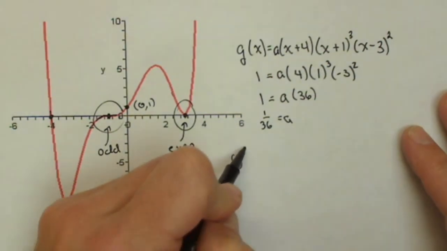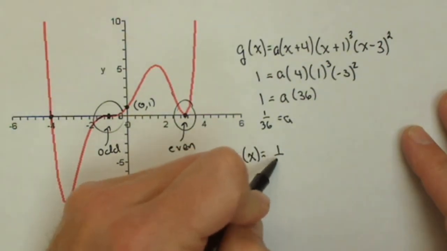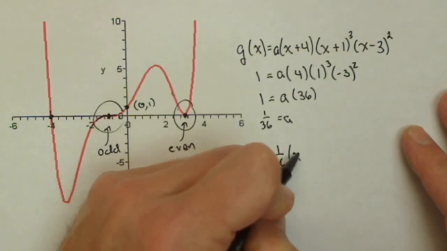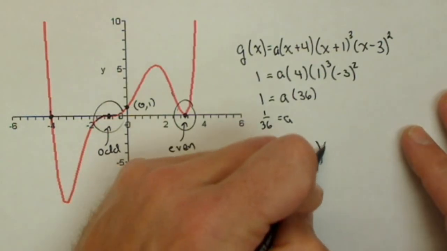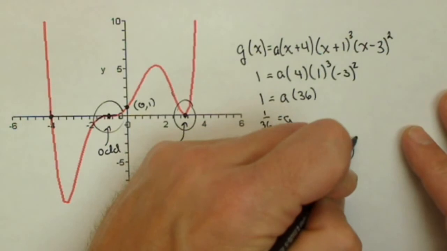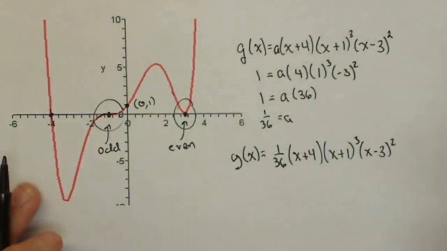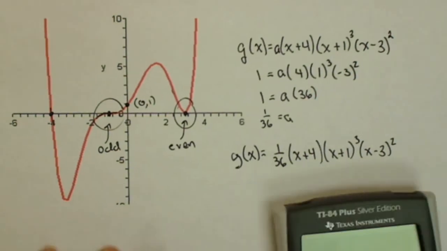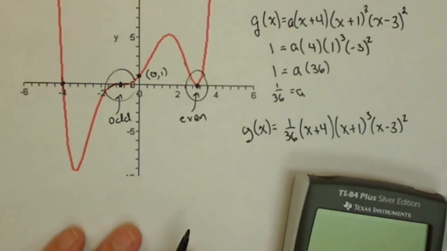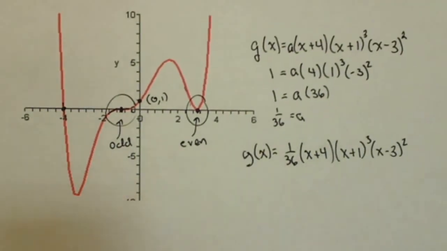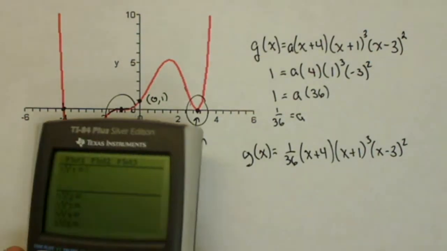So our function g of x equals 1/36 times x plus 4 times x plus 1 cubed times x minus 3 squared. Now at this point, because we've done all this work, we should be able to check this fairly easily and just show you what I mean.